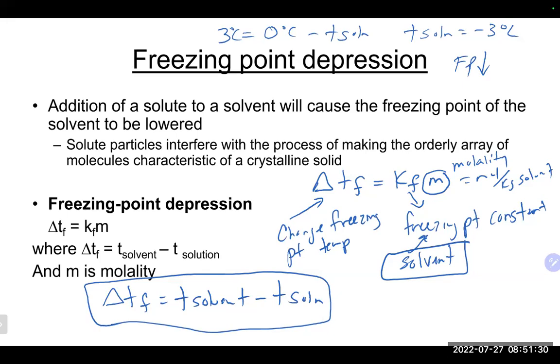This formula that we're looking at here is really for non-ionic solutes. So molecular compounds that will dissolve but will not create more than one particle per unit that dissolves.